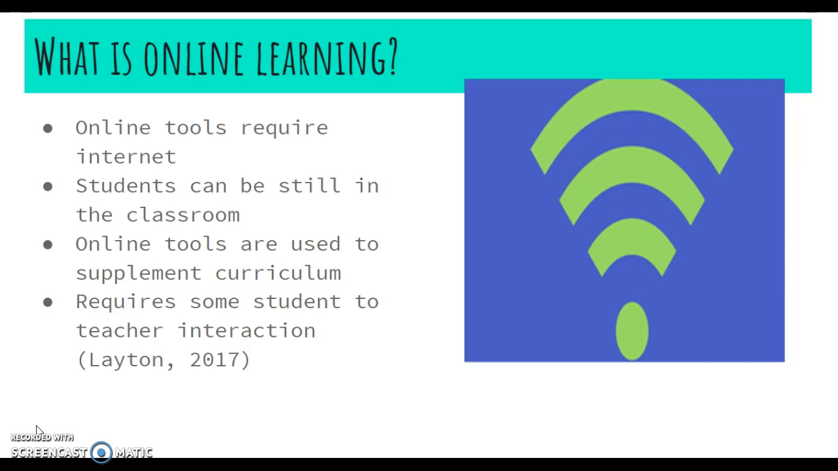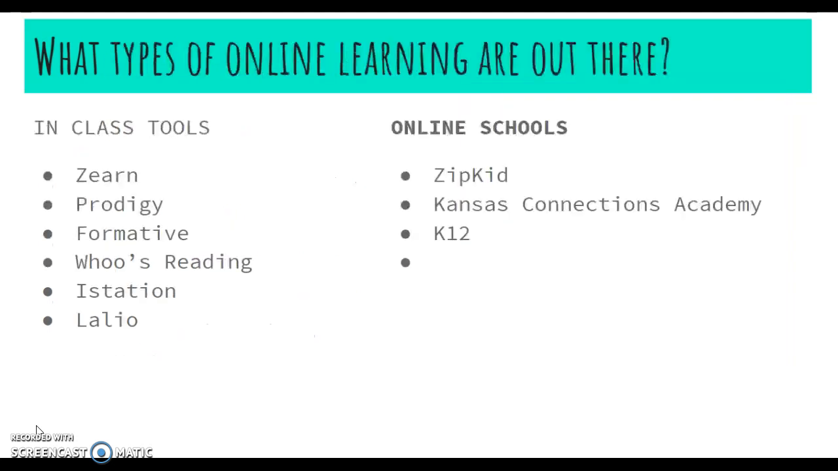And in most situations you will see it's more teacher led first, then students take it away and go towards their own. So there are many types of online learning systems out there and online tools. So in-class tools, there's Zearn, Prodigy, Informative. Those are math learning tools.